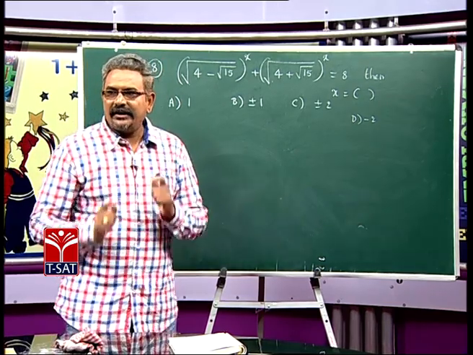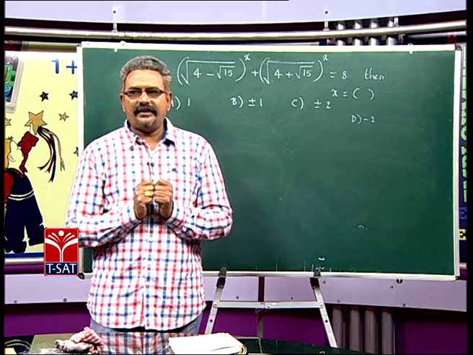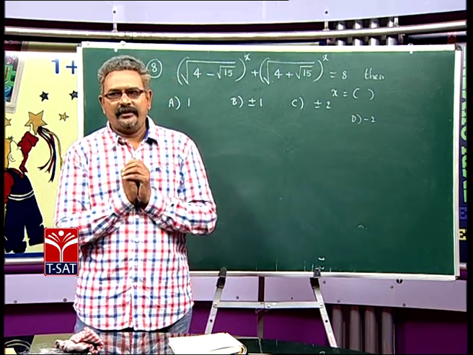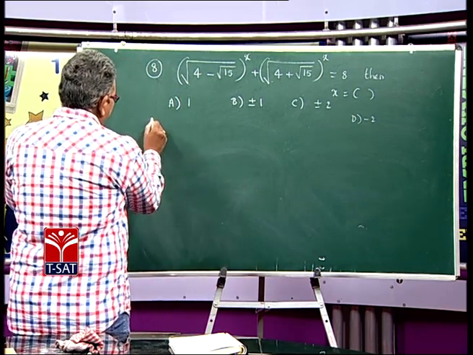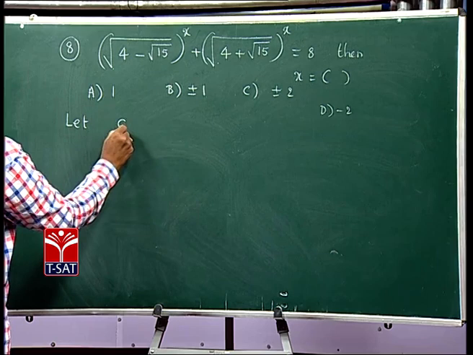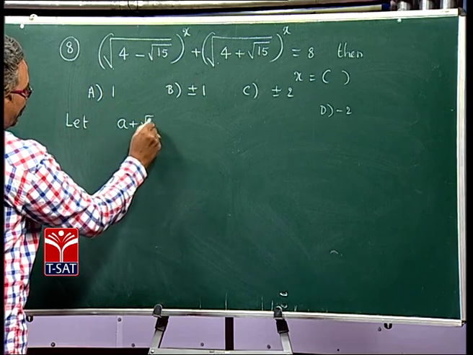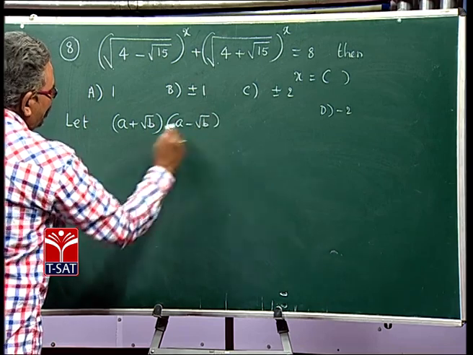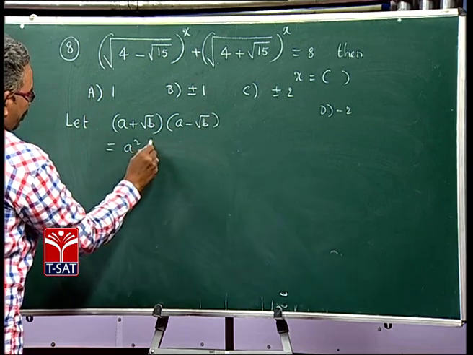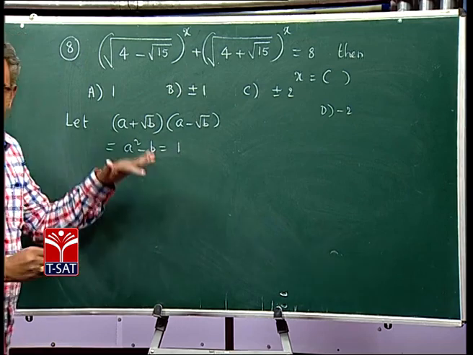Suppose some conditions are provided. First of all, let us define one condition. What is the condition? Just define it like this. Let a plus root b into a minus root b, which is a square minus b, should be equal to 1. This condition must be followed.